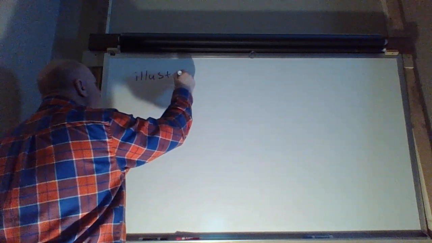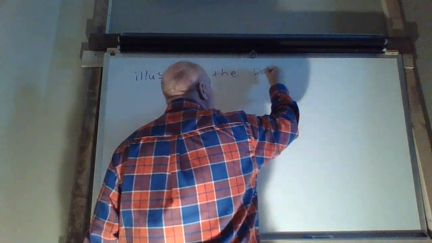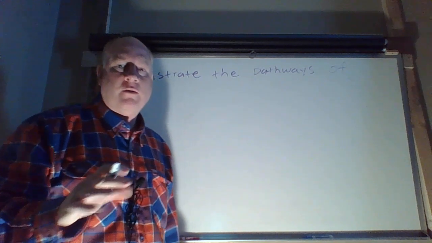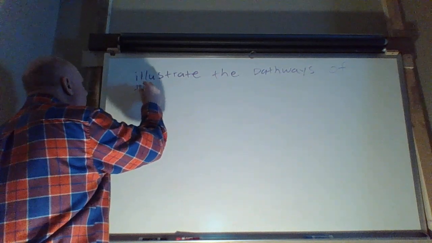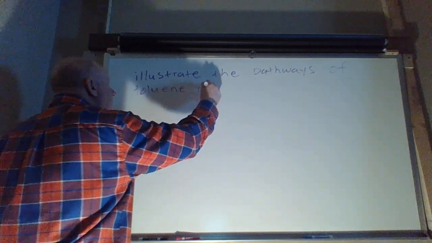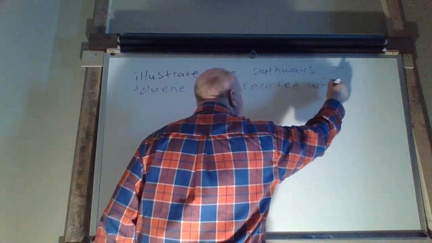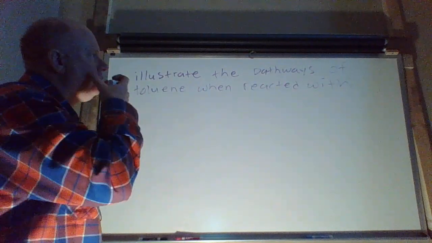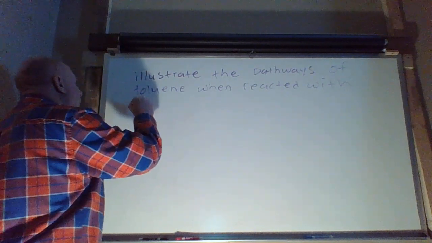Illustrate the pathways of, I think I just usually use toluene. That's probably one of the most common ones. In this case, illustrate the pathways of toluene when reacted with, we'll just go ahead and go with chlorine, I guess.